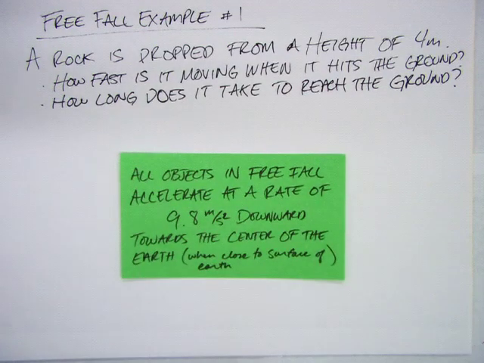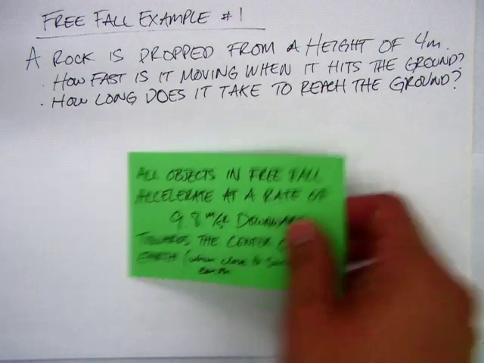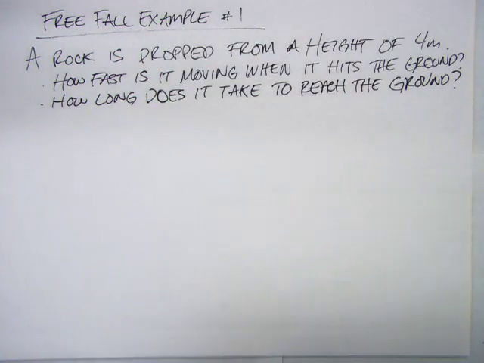So whenever you see something in free fall, we automatically can pull the acceleration, whether it's thrown up, thrown down, thrown sideways, it always accelerates down at 9.8 meters per second squared. So we're going to use that in this newest problem.